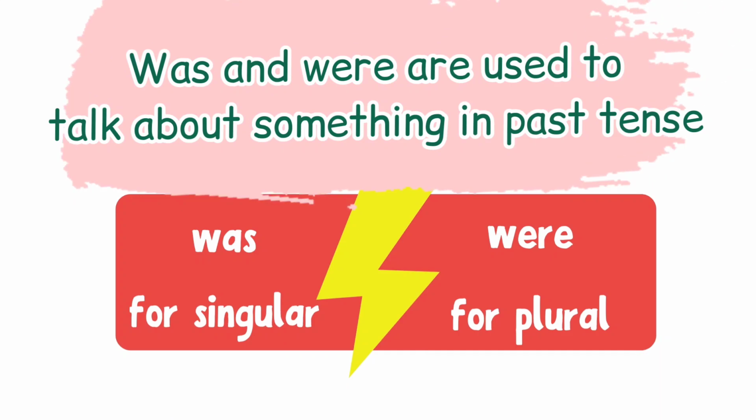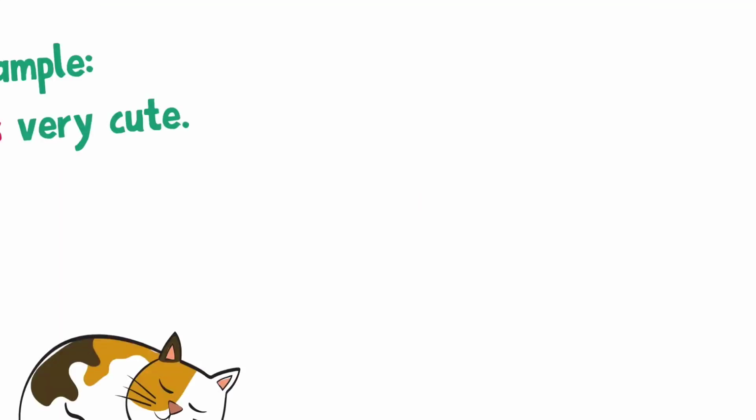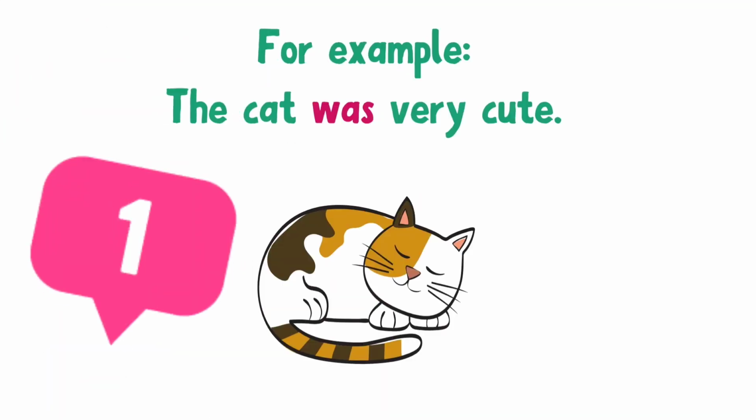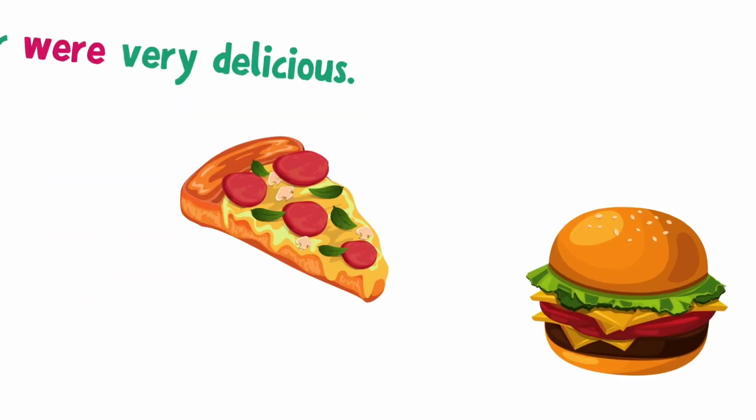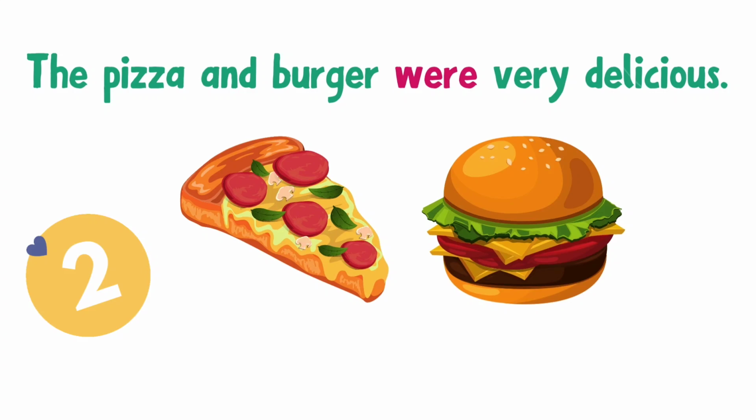Let's look at the example. The cat was very cute. One cat, so we use was. The pizza and burger were very delicious. Two types of food, so we use were.